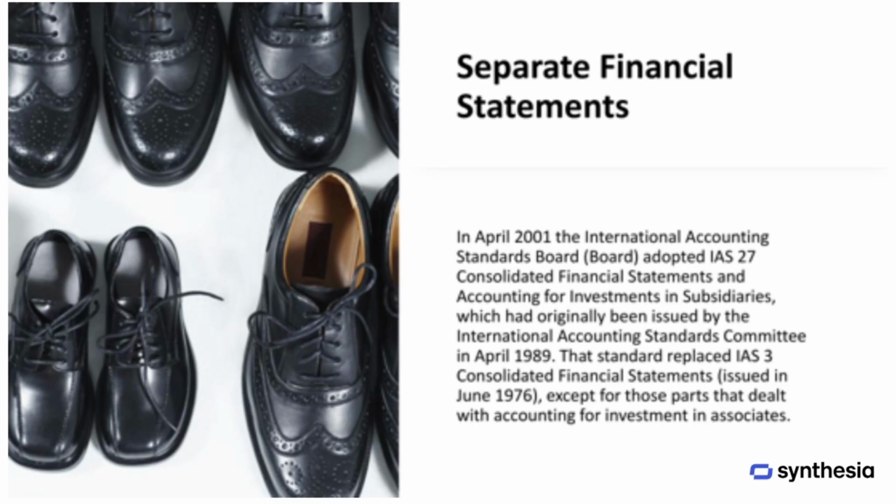The International Accounting Standards Board adopted IAS 27 in April 2001. This standard focuses on consolidated financial statements and accounting for investments in subsidiaries. It originally replaced an earlier standard from 1976, known as IAS 3, which covered consolidated financial statements. However, IAS 27 does not include the parts related to accounting for investments in associates, which are treated separately.